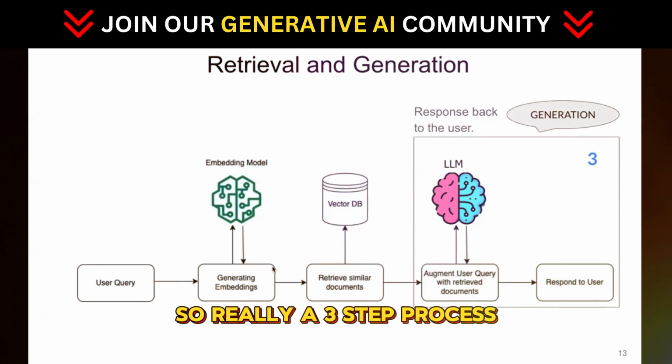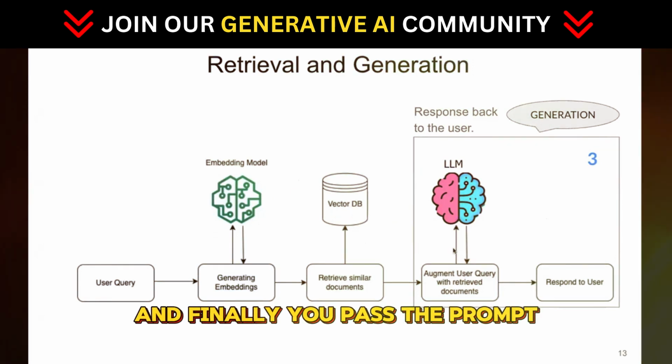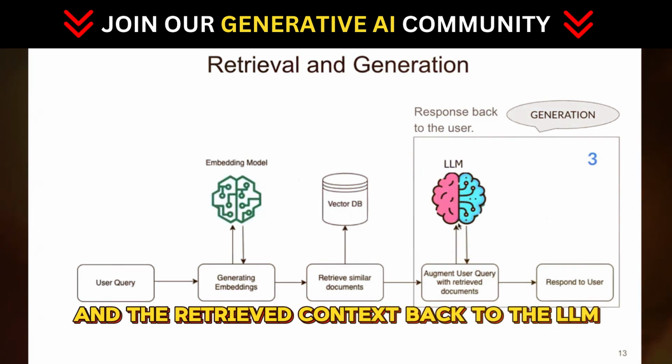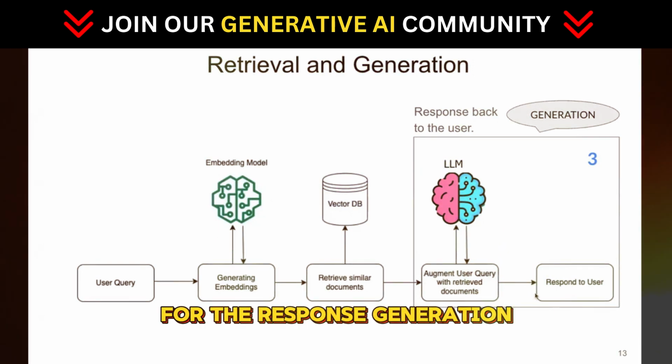So really a 3-step process. You ingest, you query or you retrieve, and finally you pass the prompt and the retrieved context back to the LLM for the response generation.